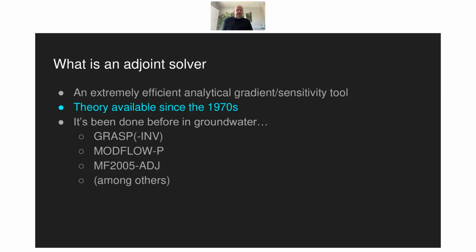This is where we come to the adjoint solver. The adjoint solver is an extremely efficient analytical gradient / sensitivity analysis tool. The theory has been around since the 1970s. It's been revised and developed. It's mature on the theory side. And the adjoint has been implemented historically in several groundwater modeling codes. It was in GRASP, it was in MODFLOW P. There was a version of MODFLOW 2005 that some folks at INTERA added the adjoint to, among others.